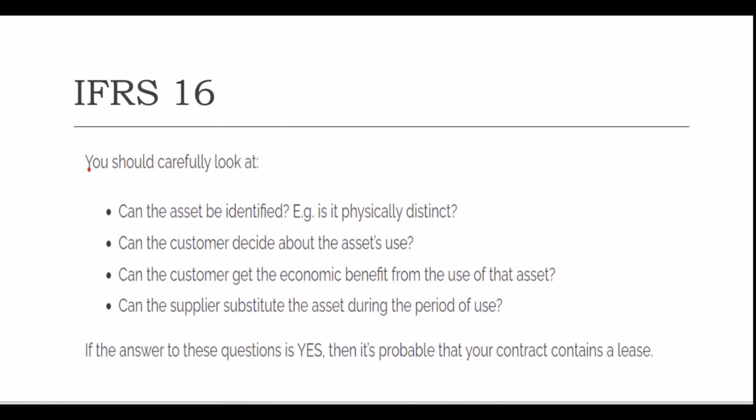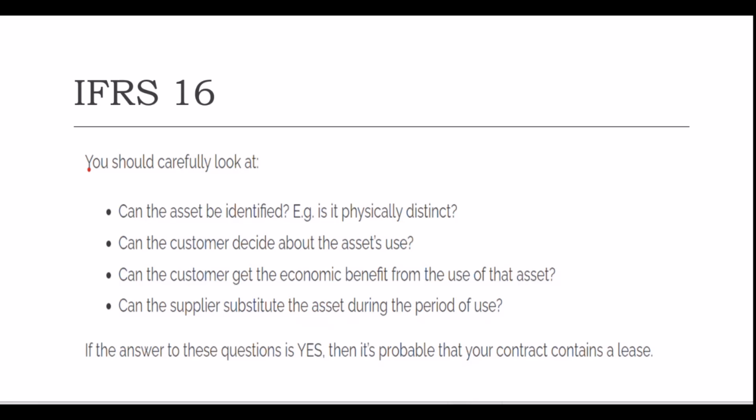So for IFRS 16, you should be careful about these things. Can the asset be identified? From the definition, a lease is a lease if it conveys the right to control the use of an identified asset. So in the contract, there has to be a certain asset that has been identified. If the contract doesn't state that, then it is not a lease. Can the asset be identified? For example, is it physically distinct? Number two, can the customer decide about the asset use?